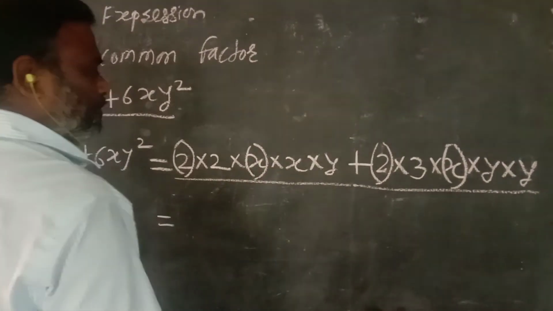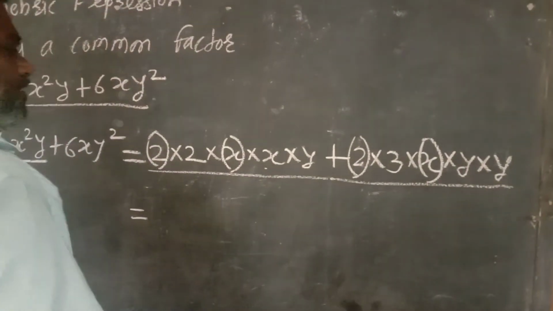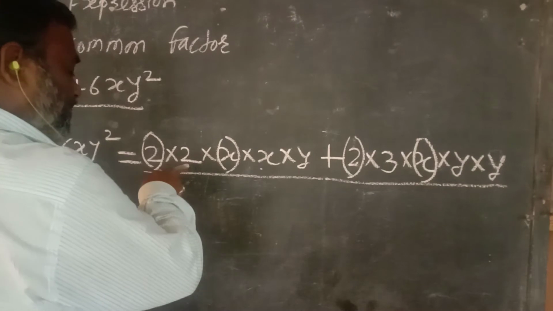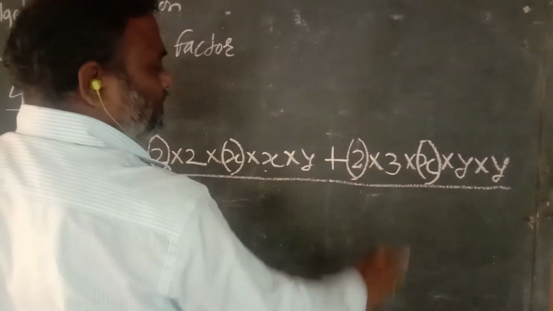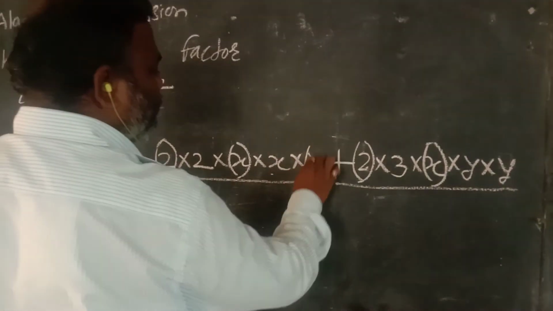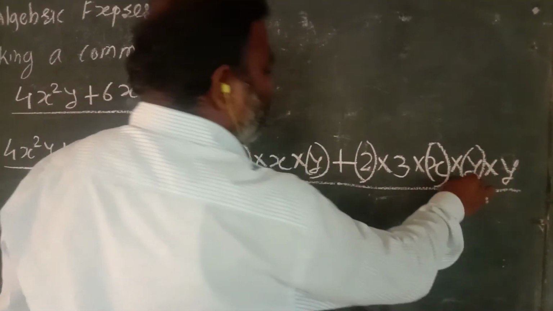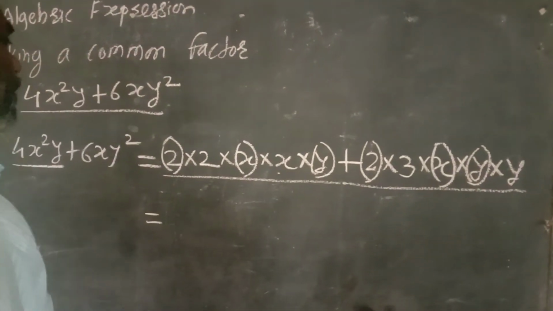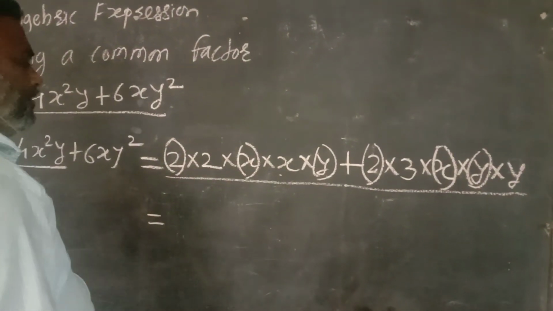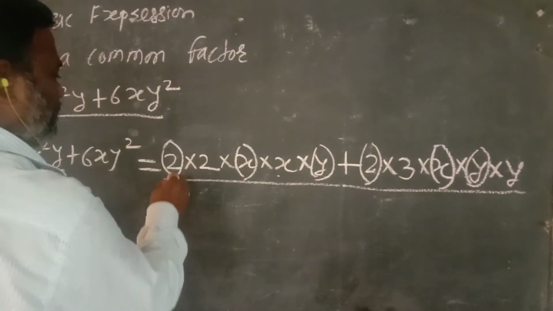In the first term one more x is there, but x is not available in the second term, so leave it. Similarly here 2 is there, but in the second term 2 is not available. Now we have to go for y. Here it is y, we can take the y from here also. Now we have to take away these variables and numbers from the given expression.